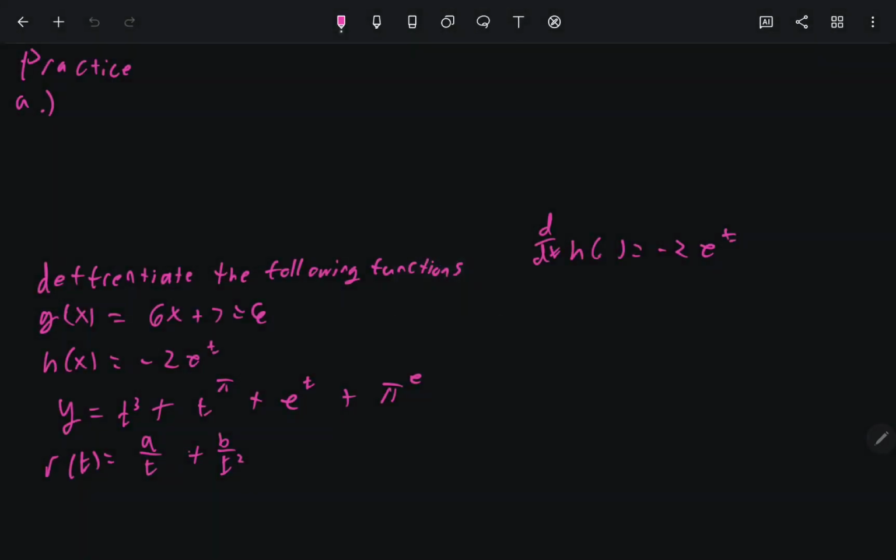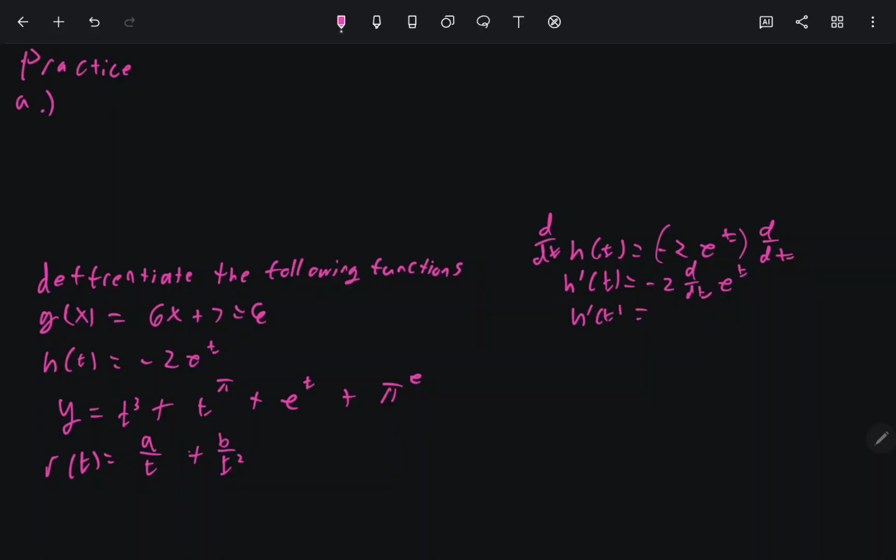Sorry about that. H of t. There we go. And apply the derivative operator on that side. And I want to fix that t as well. So, what we get is h prime of t is equal to negative 2 times the derivative with respect to t of e to the power of t.